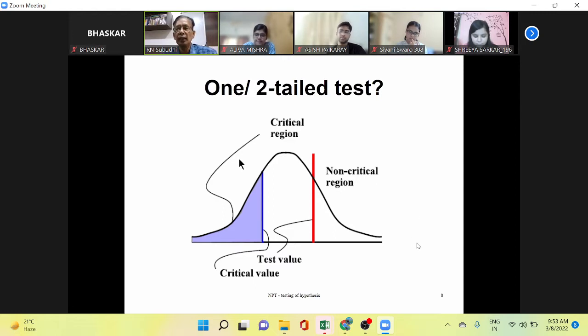Any volunteer who can tell the difference between one-tail and two-tail? Quickly, a quick review.